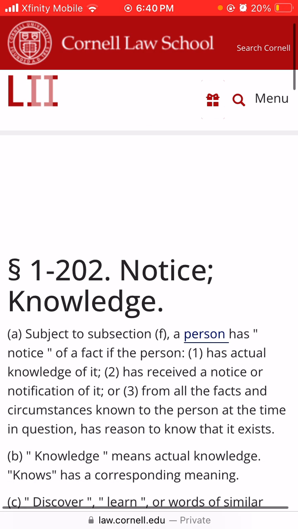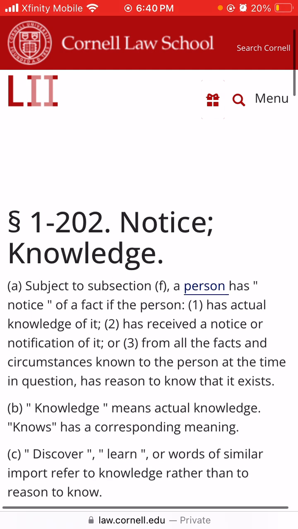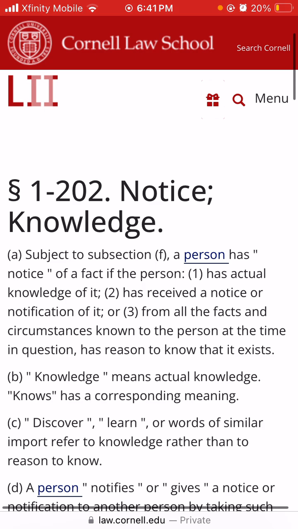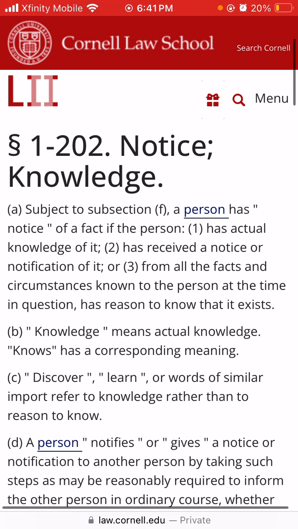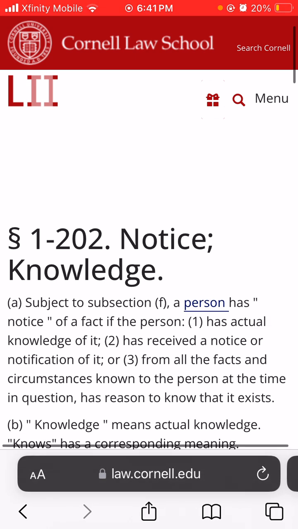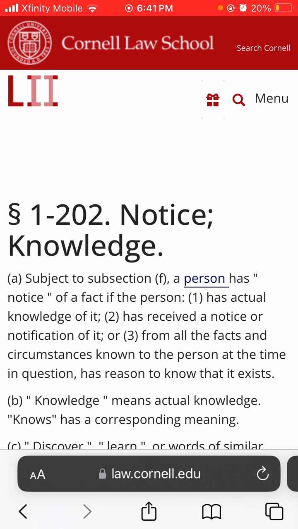1-202, Notice, knowledge. In our governance, we have Congress who makes the law, so this is them making the law. The judge interprets the law, and the executive branch enforces the law. This making of the law is giving you what the law is with relation to the Uniform Commercial Code.